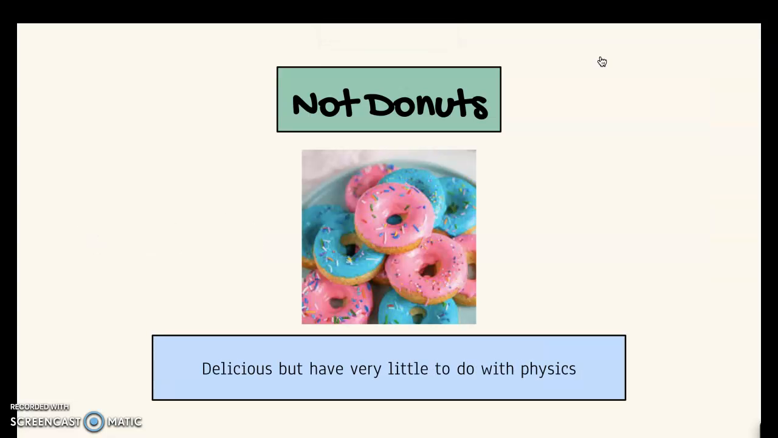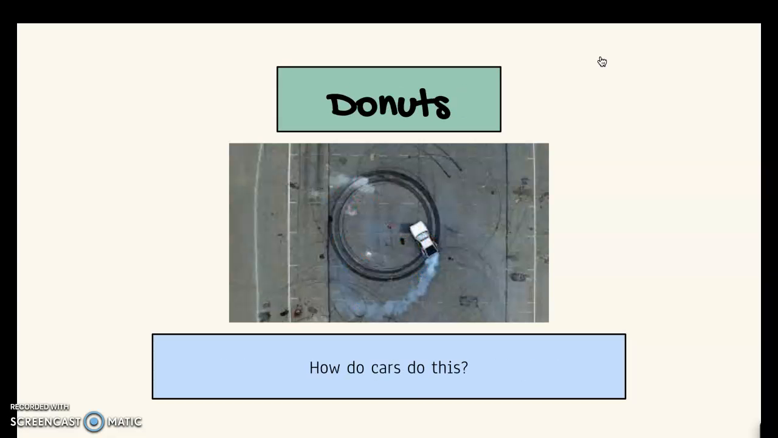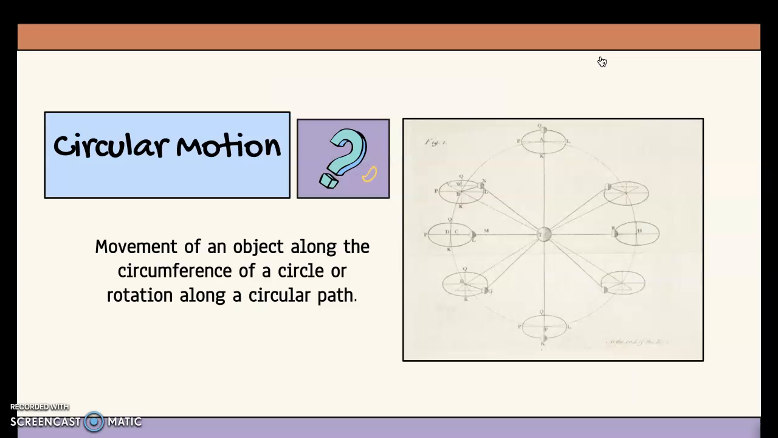Donuts. Not these donuts. These donuts. Circular motion. This is movement of an object along the circumference of a circle or rotation along a circular path.